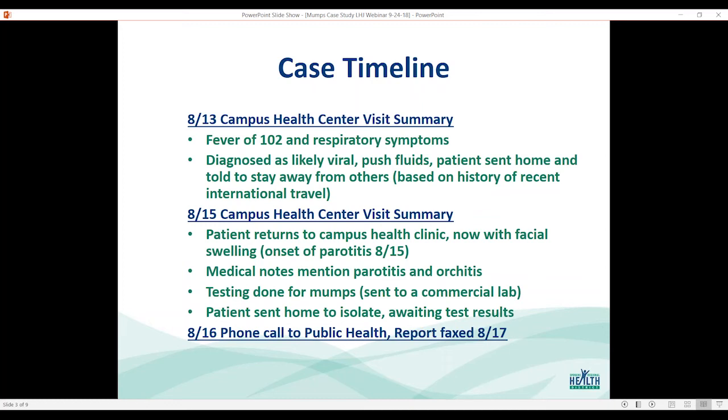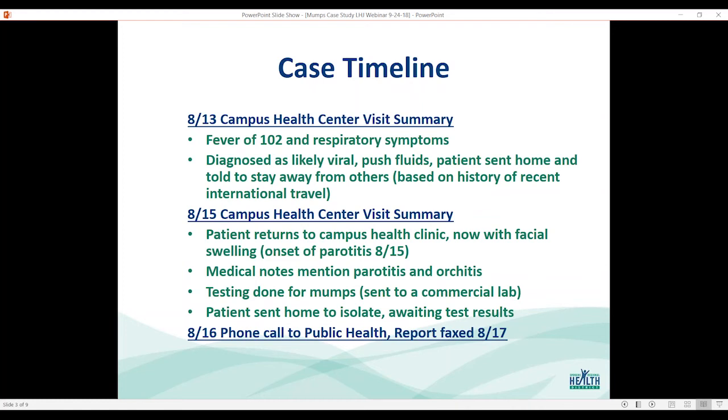And 2 days later, the patient was worse and presented back to the campus health center on August 15th. The patient returned to the clinic now with facial swelling, and so the day of the onset of parotitis for this case was August 15th. And the medical notes mention both parotitis and orchitis, so this patient did have significant swelling and symptoms of mumps that day. So testing was done for mumps, which was sent to a commercial lab, and the patient was again sent home to isolate and await test results.